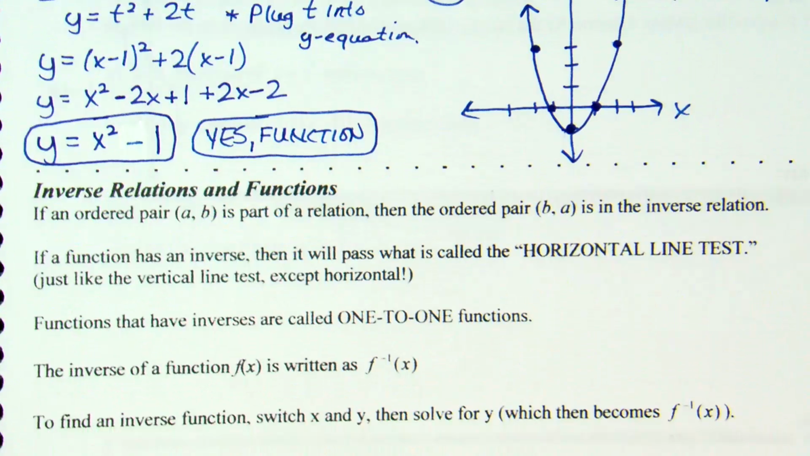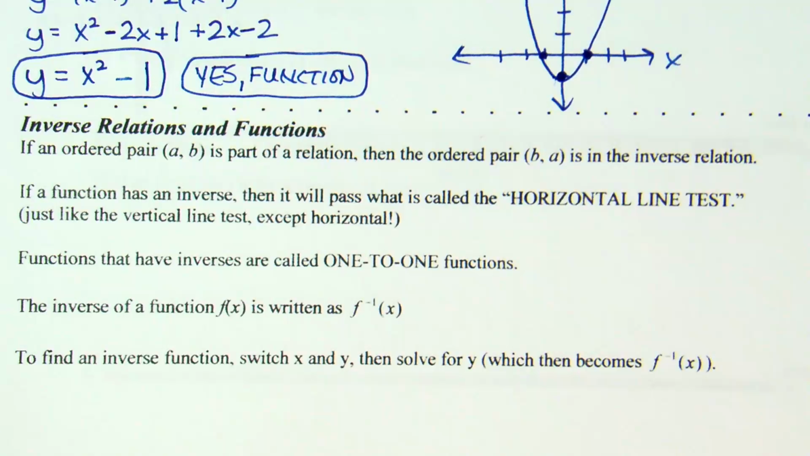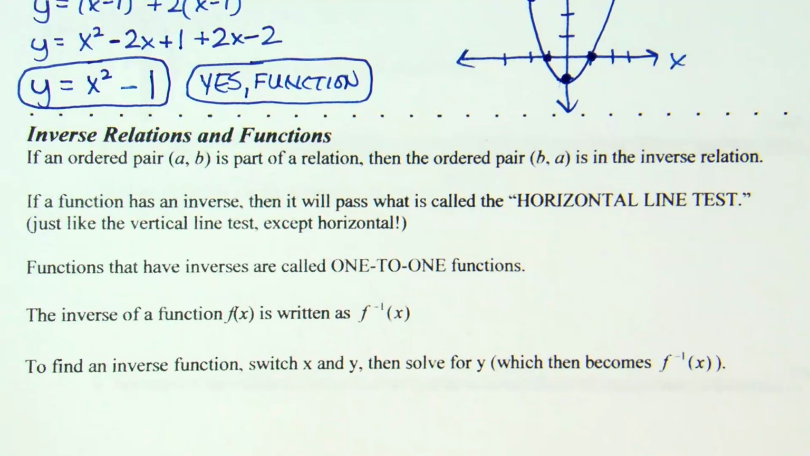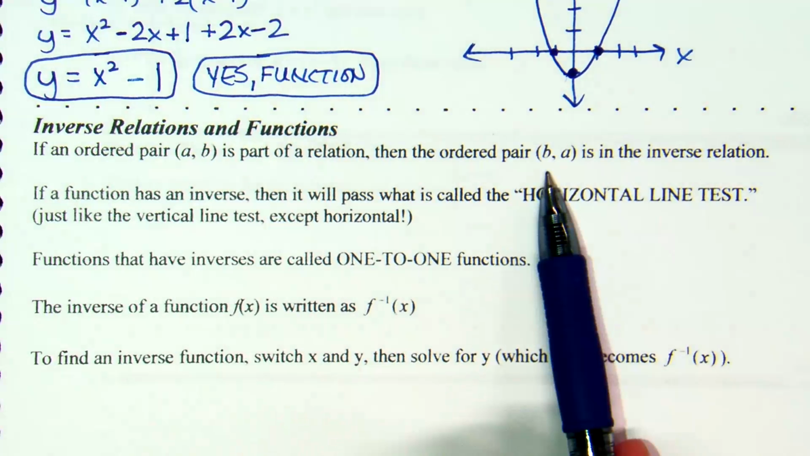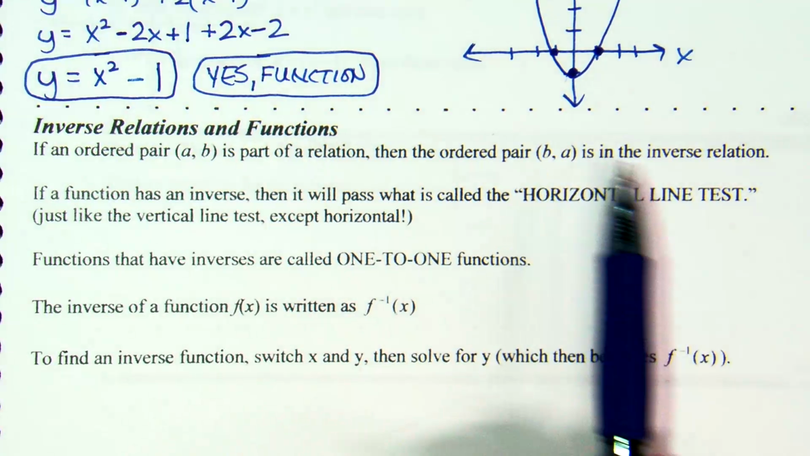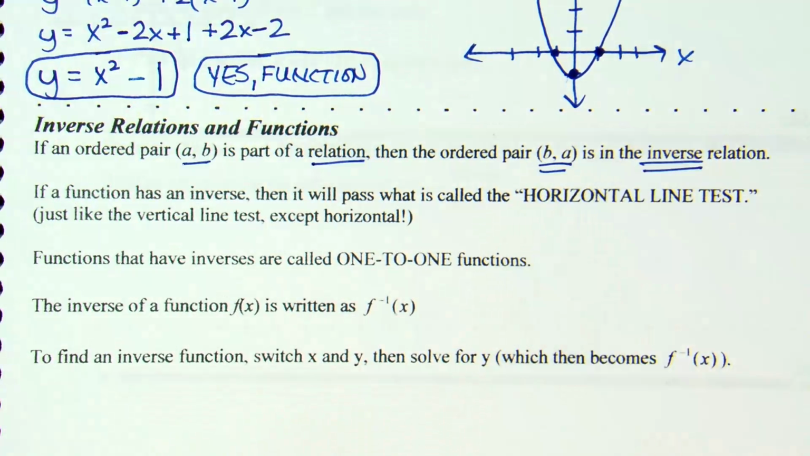Okay. Inverse relations and functions. A little bit of information before we flip to the backside and talk about this. If an ordered pair A comma B is part of a relation, then the ordered pair B comma A is part of the inverse relation. Okay, so notice if A, B is part of the relation, then what happens with A, B in the inverse? It becomes B, A.